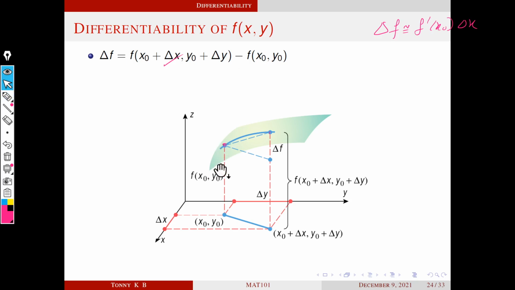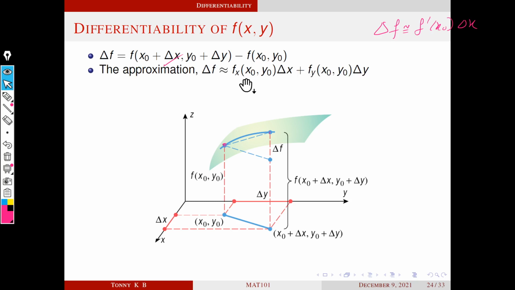Okay, in two variable calculus we have two partial derivatives at this point. So we approximate delta f like this: fx at x naught y naught, that means the partial derivative of f at x naught y naught, into delta x, plus fy at x naught y naught into delta y. So we evaluate the partial derivatives at x naught y naught with respect to x and y, and this into delta x plus this into delta y. This is the analogous extension, or analogous definition, of the approximation of delta f like in one variable calculus. Okay.